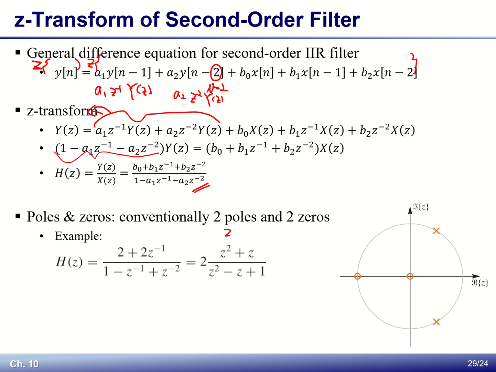So zeros will happen at 1 and minus 1, and the poles are 1 plus minus j square root of 3 over 2, so it will be 1 half plus minus j root 3 over 2. So we have 2 poles and 2 zeros.